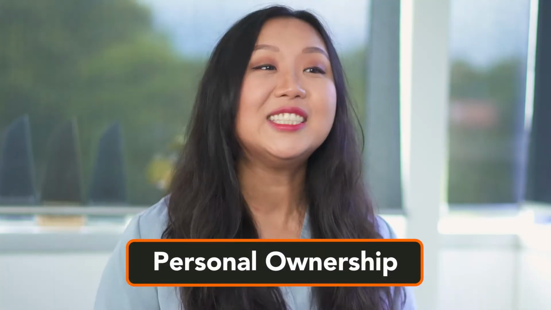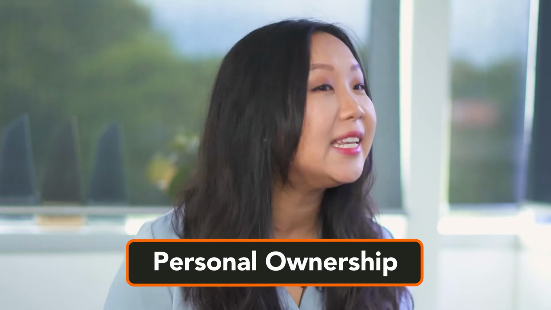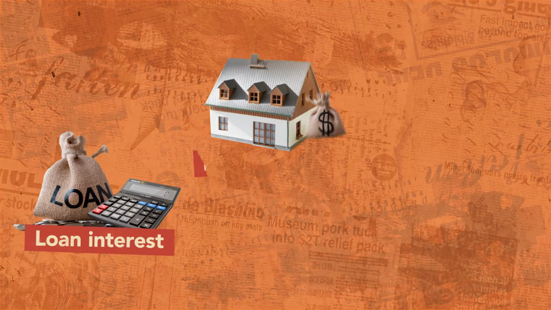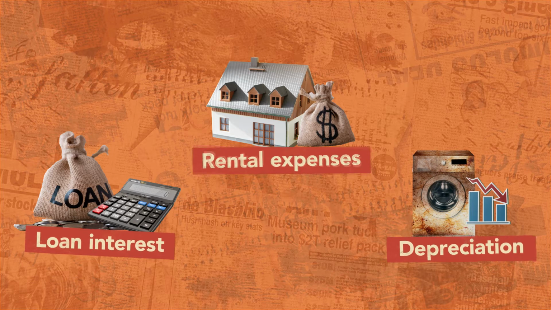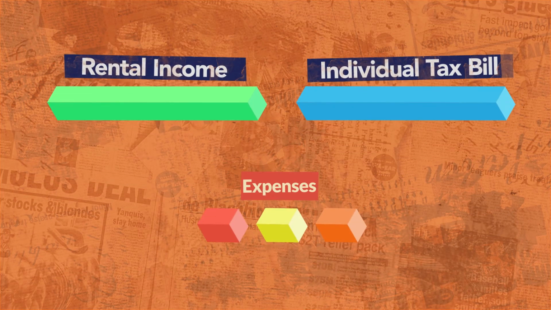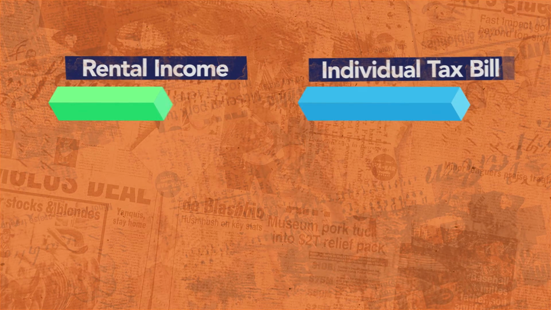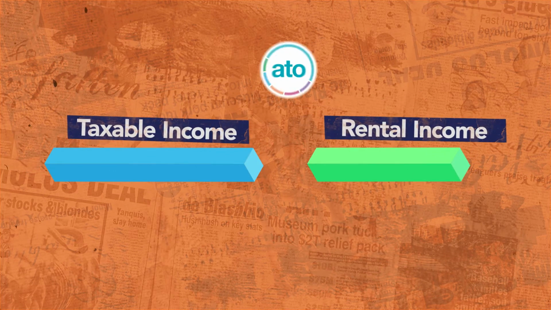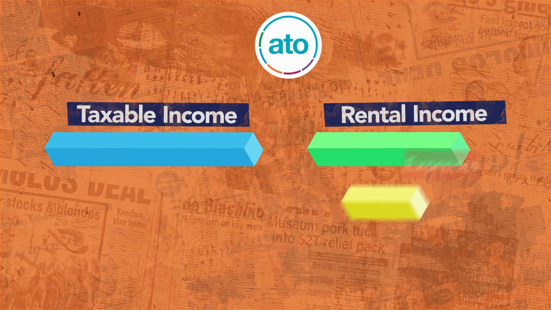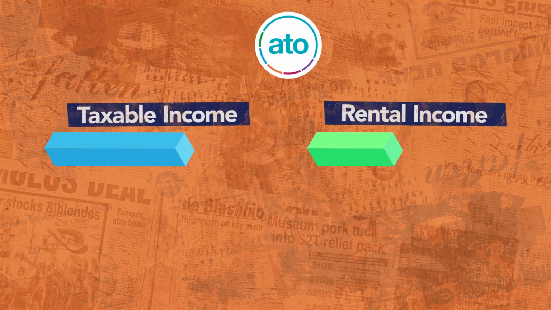The first and most obvious ownership structure is personal ownership. Individual or personal ownership is probably the easiest to understand because essentially it just means you own the property in your personal name. There are quite a few tax benefits if you go this route because the ATO allows you to claim a pretty long list of deductions like interest on your loan, rental expenses, and depreciation. This means you can deduct these expenses from the rental income you generate so that you can minimize your individual tax bill. And if you decide to go with a negative gearing strategy, the ATO allows you to deduct that loss from your overall taxable income, not just your rental income.